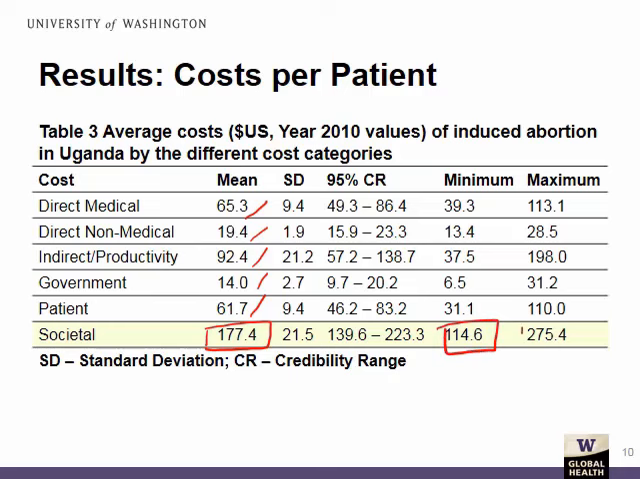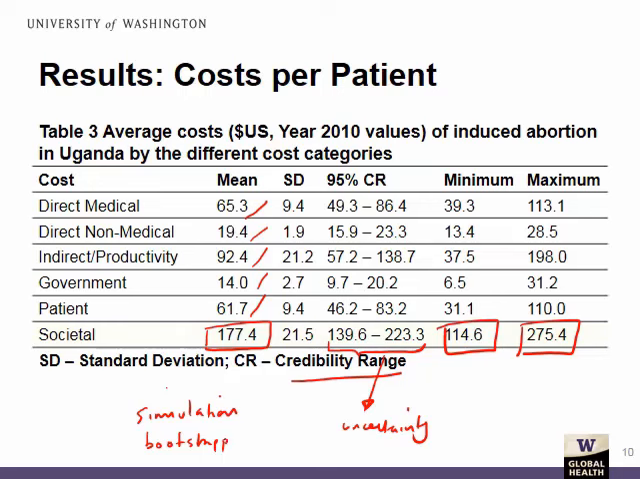And we had this Monte Carlo simulation generate a 95% credibility range, which we presented as the estimate of uncertainty. And it's not a confidence interval, it's called a credibility range because it's generated from a simulation exercise. And we used Monte Carlo, but you could also use a bootstrapping exercise. So that's why it's called a credibility range and not a confidence interval.